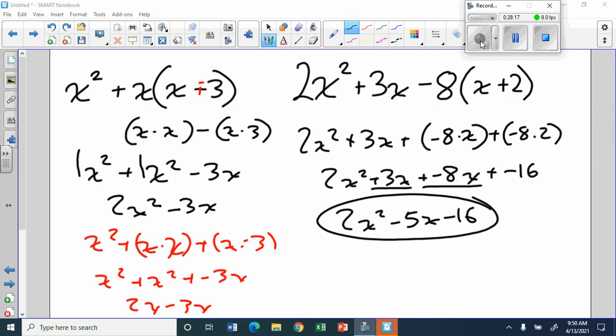Lost a couple more. Losing a couple more still. Yes?